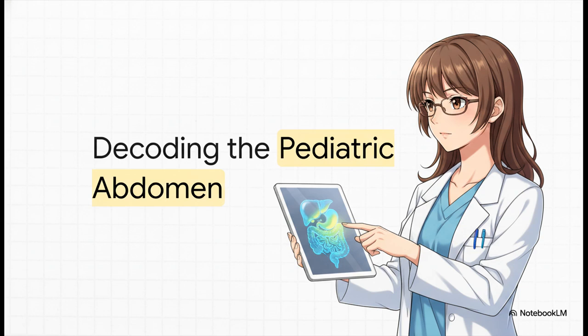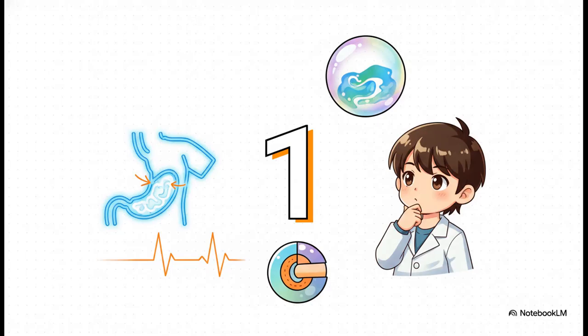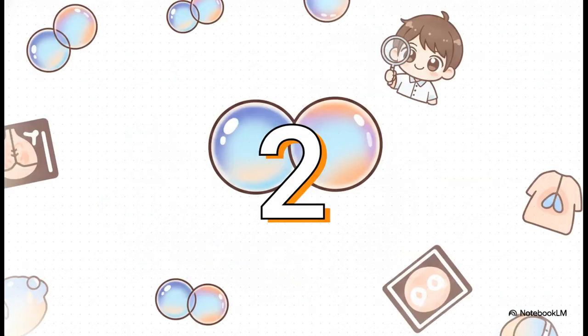Okay, on to section 2, decoding the abdomen. Let's see what clues we can find. First, the single bubble sign. This points right to a gastric outlet obstruction, like pyloric or antral atresia. And there's our familiar double bubble. This is the absolute classic clue for duodenal atresia.